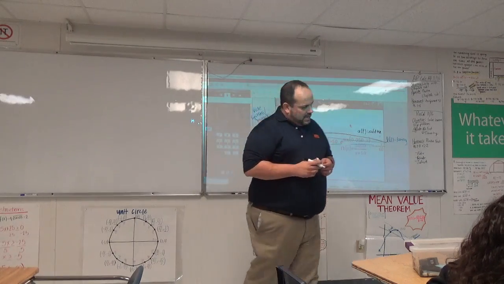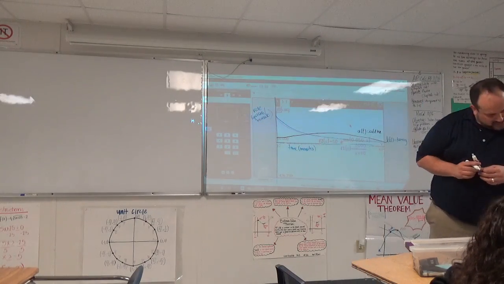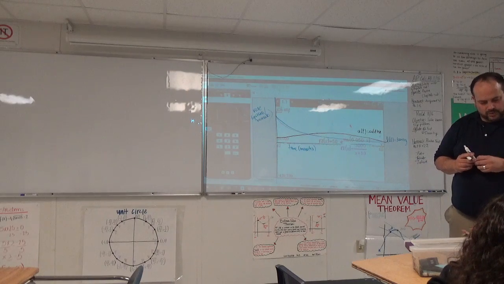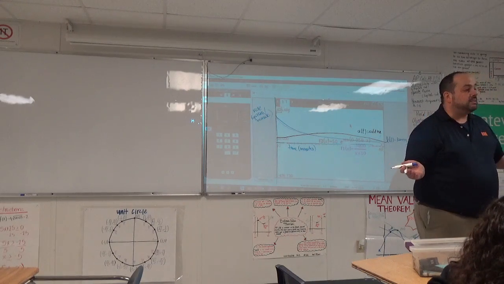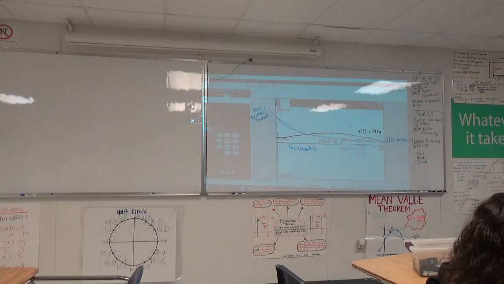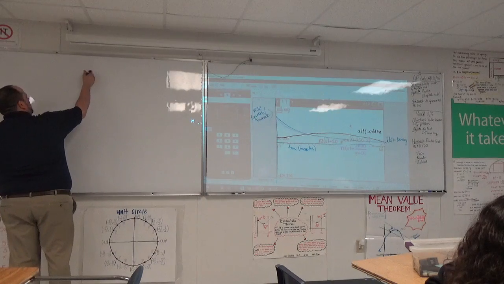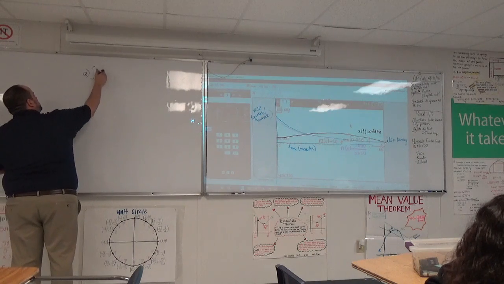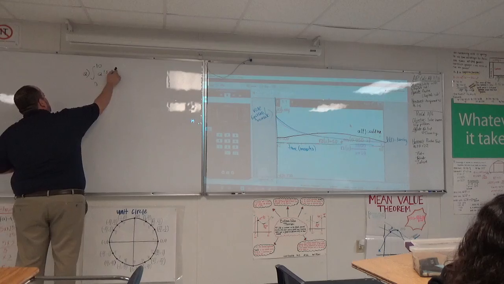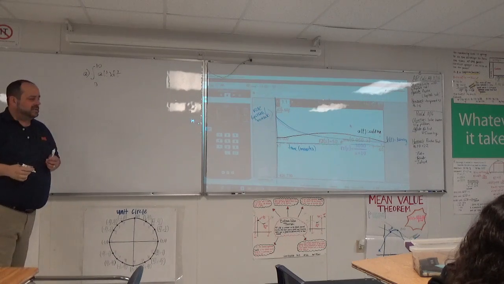And part A, the question is, determine the amount of water that has been added to the pool during the first 10 minutes. You guys know exactly what to do with this. Now here I want an actual answer, not just your setup. So how much water was added to the pool? We're going to do the integral from 0 to 10, A of t dt.